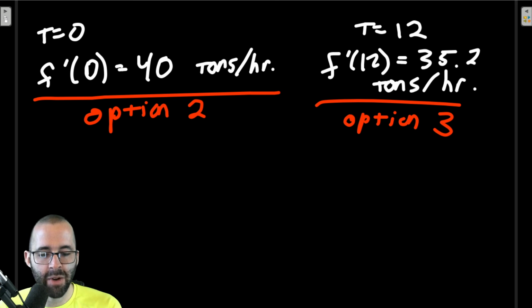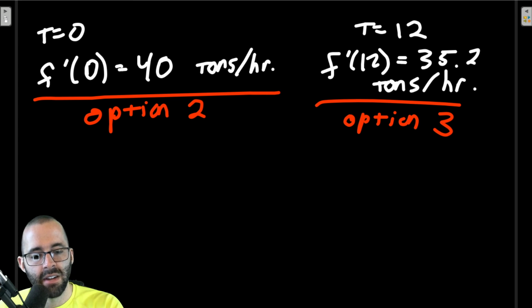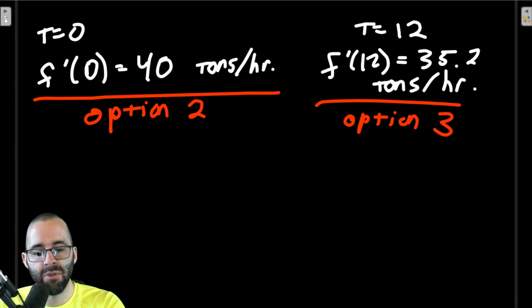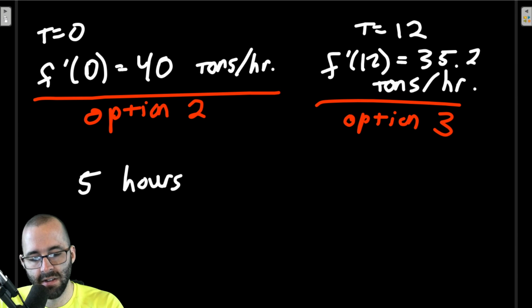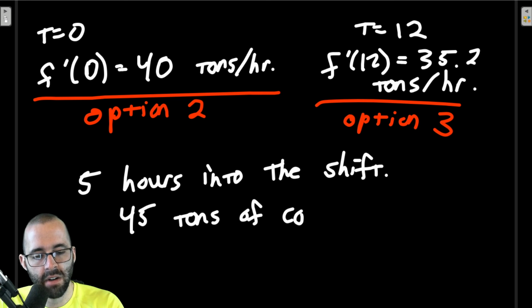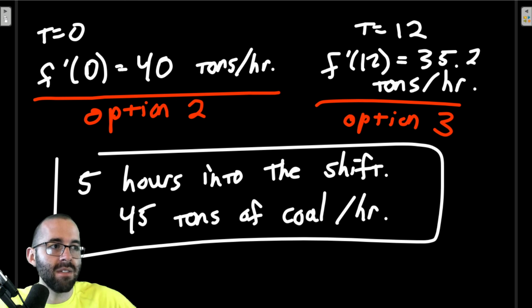So we just pick the biggest one. We want to know the maximum rate. So we have 3 options and we pick the biggest one: 40, 35.2, and 45. That 45 is the biggest. So it's going to be 5 hours into the shift that is our max productivity, and that is 45 tons of coal per hour. That is our answer. So find your critical points, look at the value at the endpoints, and just pick the biggest one or the smallest one, depends.